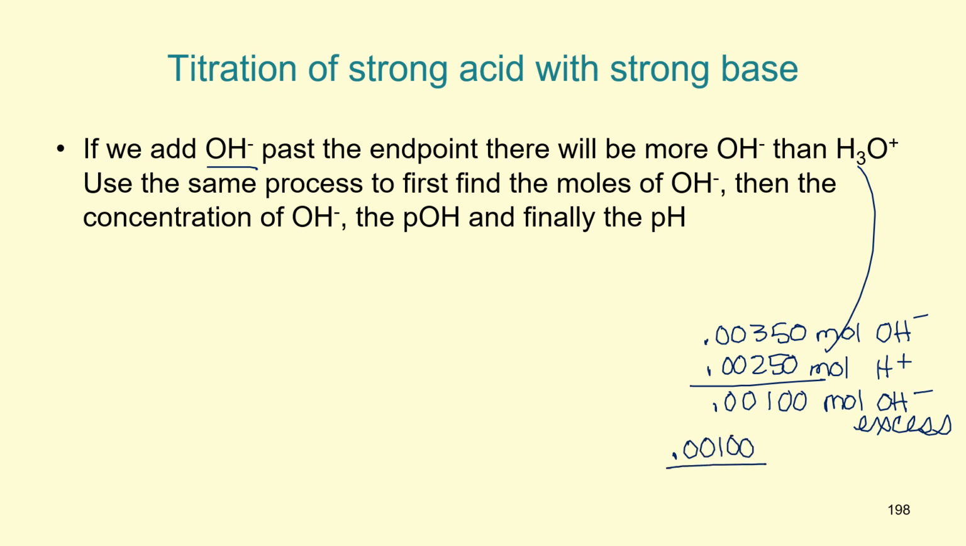This time the volume would be 35 milliliters plus 25, so we have a total of 60 milliliters, which gives 0.0167 molar. This time it's OH negative. If we take the log of that, we get pOH is 1.78, which means the pH will be 12.22.